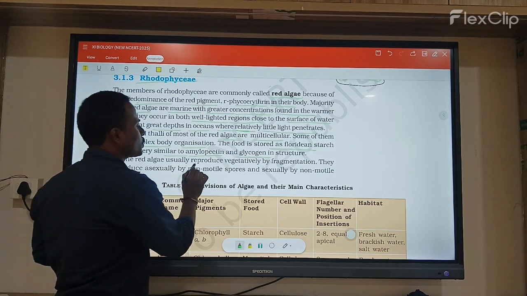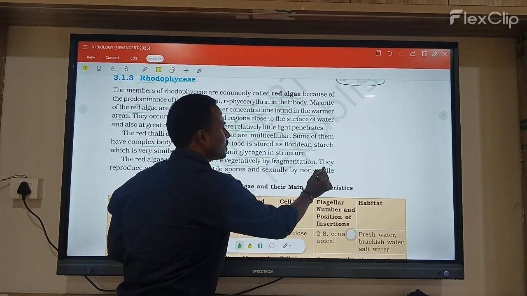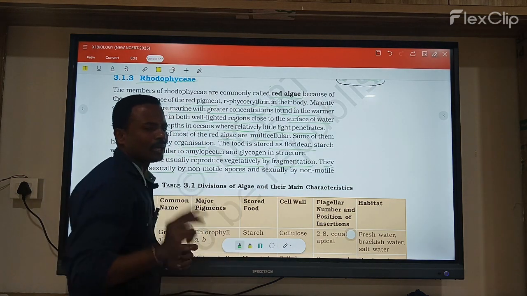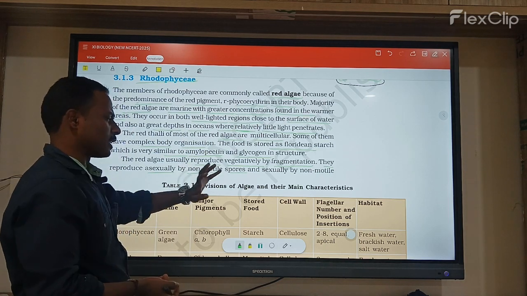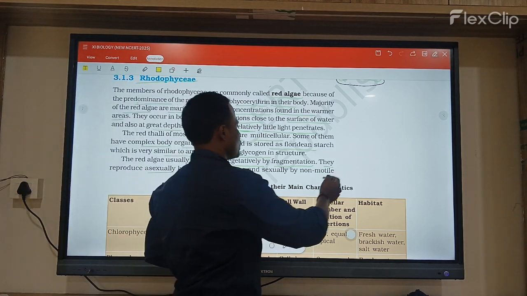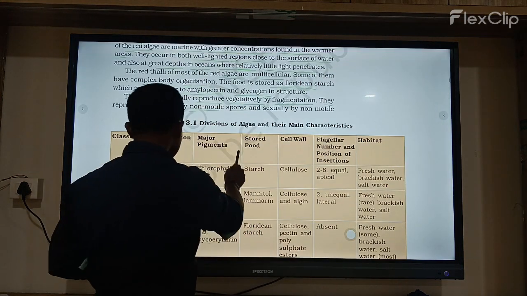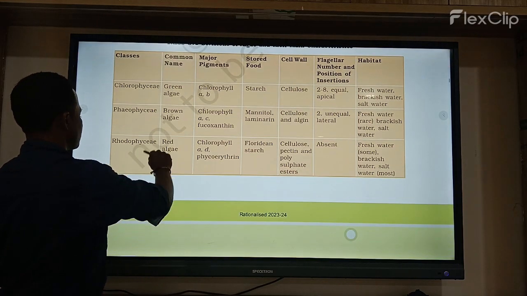And in the red algae, usually the reproduction takes place by vegetative fragmentation. They reproduce asexually by non-motile spores. Very important here: in asexual reproduction, non-motile spores are present, and sexually, there also non-motile spores are present. Non-motile spores are present here.